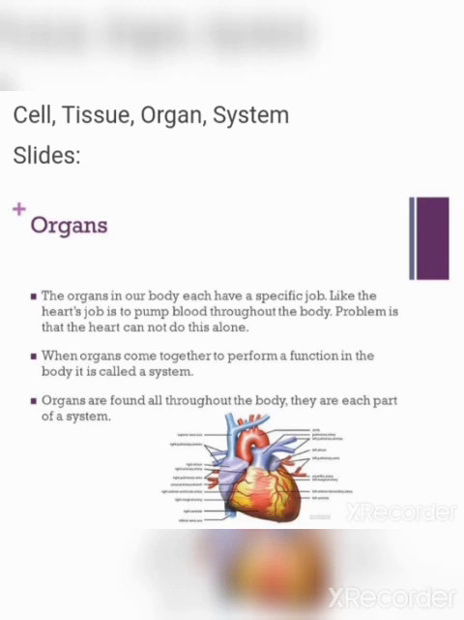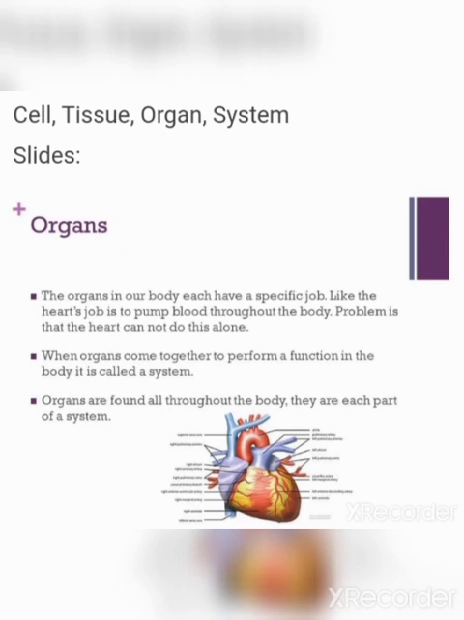The problem is that the heart cannot do this alone, right? When organs come together to perform a function in the body, it is called a system. The heart alone cannot pump the blood throughout the body, so it requires a proper system. So when organs come together to perform a function in the body, it is called a system.